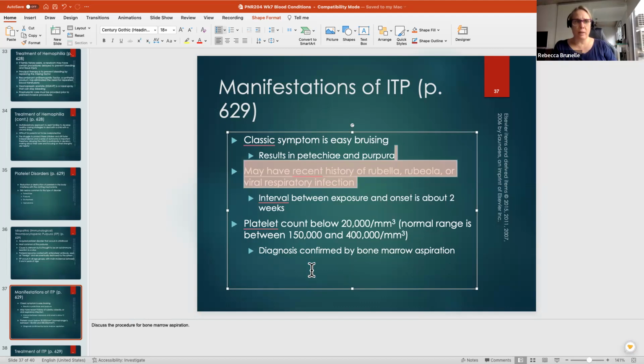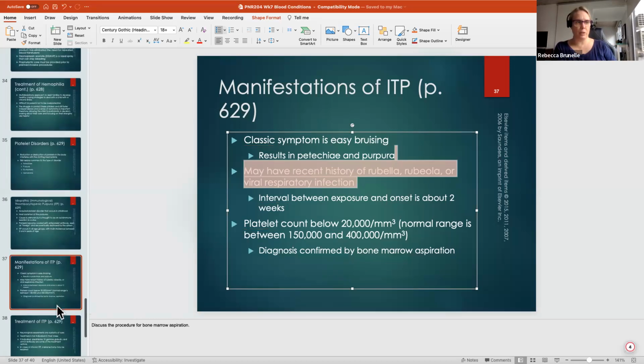A normal platelet level is going to be like 150 to 400,000. So when you have ITP, you can expect a platelet level to be below 20,000, so quite low. If you needed to confirm the diagnosis, it would actually be from a bone marrow aspiration, but a lot of times it's based on symptomatology and how they present and how low their platelets are.